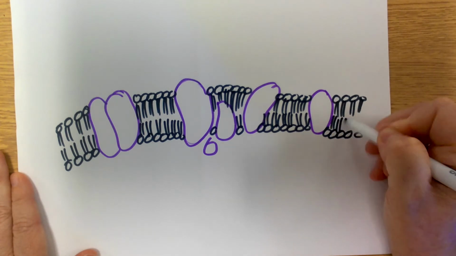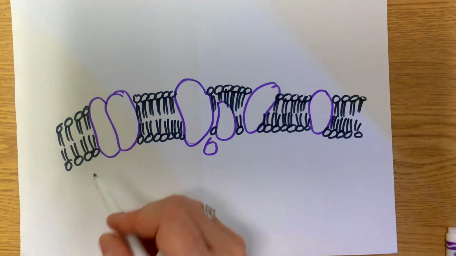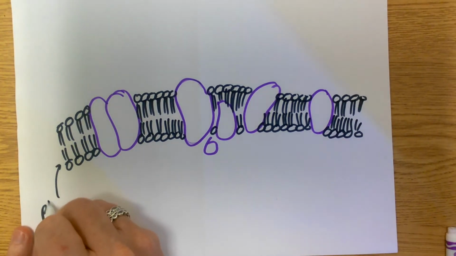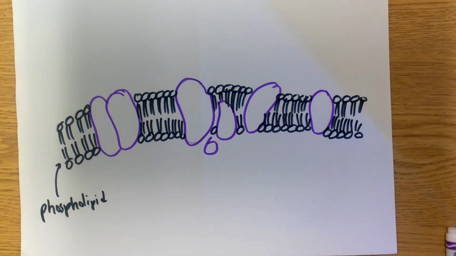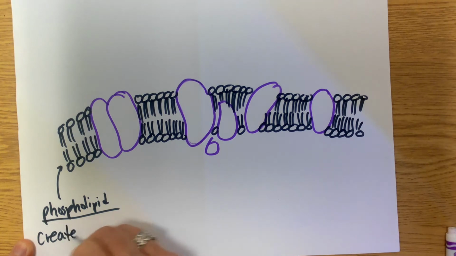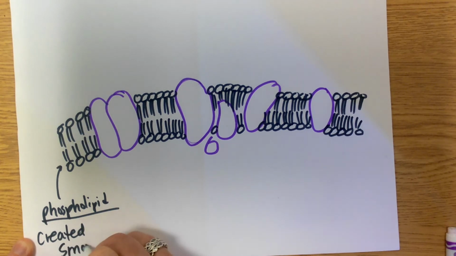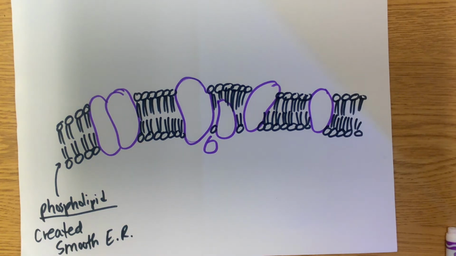Which organelle is responsible for creating these phospholipids whenever any organelle needs a new membrane? Okay, they are created by the smooth ER, and that's the endoplasmic reticulum.